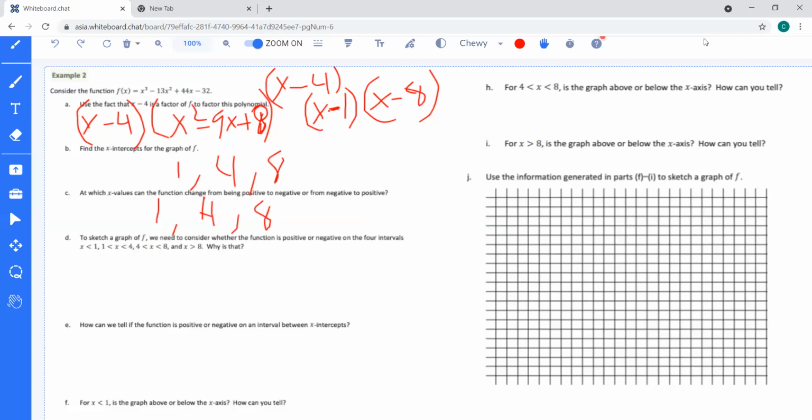So why is that? It can only change at the x intercepts, right? That's when it's going to be telling us if it's a positive or a negative function. So it's always going to be above or below the x-axis in those intervals. At 4, it's on the axis. At 1, it's on the axis. At 8, it's on the axis. So every other time, it's either going to be above the axis or below the axis. Okay. So how can we tell if the function is positive or negative on an interval between the x intercepts?